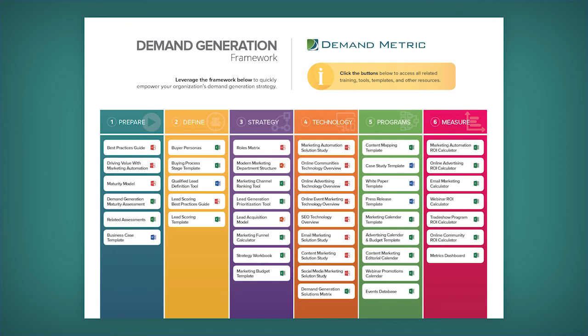And remember that you can access all of these resources in a single page at the start of this guide and on its own with the demand generation framework.